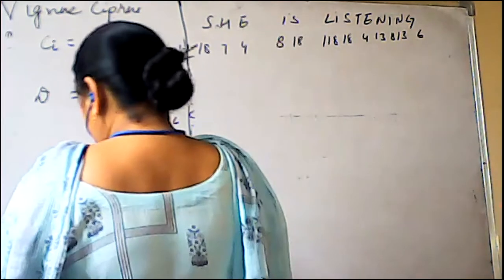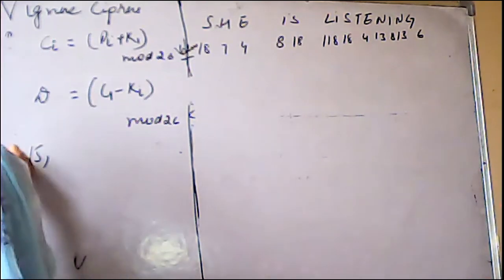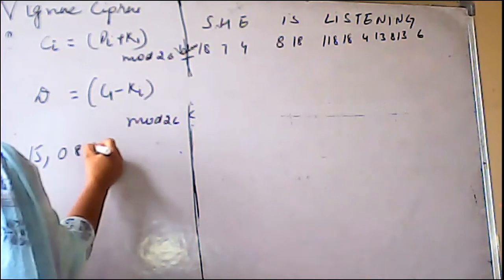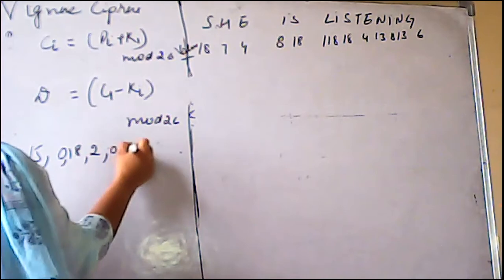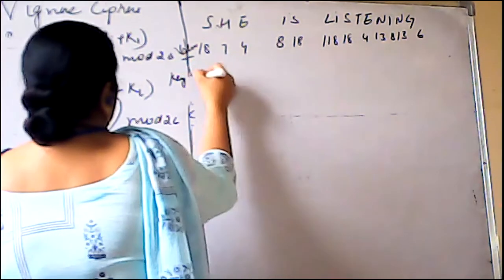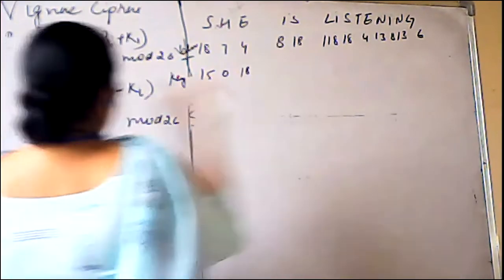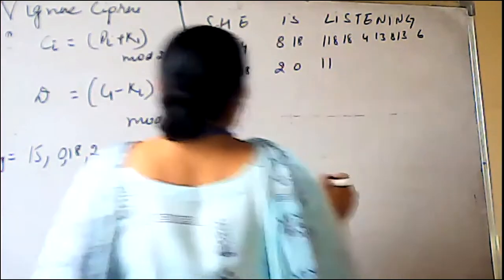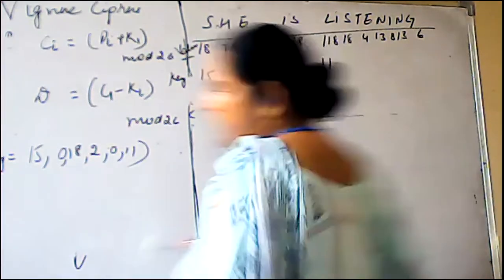Now the key is given to you as 15, 0, 18, 2, 0, 11. This is the string which is given to you. So write down the key 15, 0, 18, 2, 0, 11. I'll write it once again.